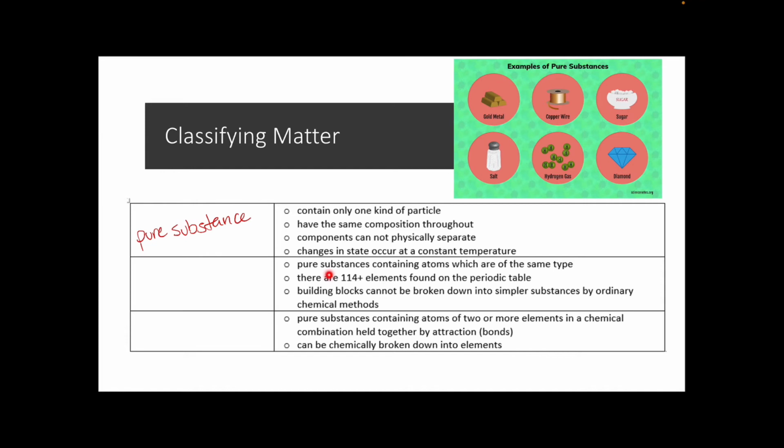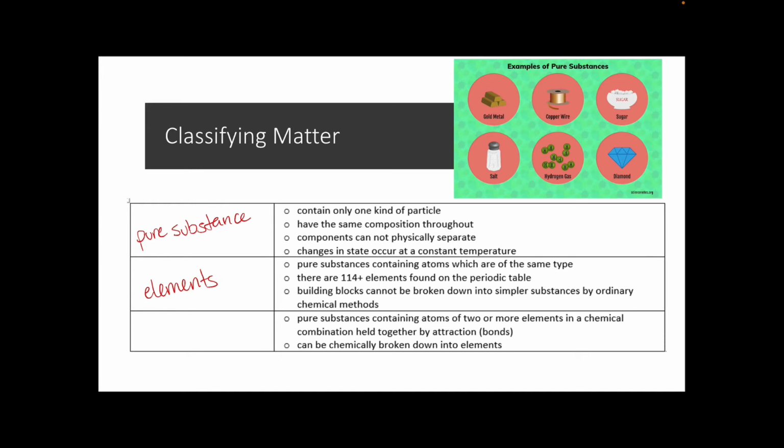For our next description, we have pure substances containing atoms which are of the same type. There's 114 plus elements found on the periodic table, and these building blocks cannot be broken down into simpler substances by ordinary chemical methods. And it kind of gave it away in the description, but these would be our elements.